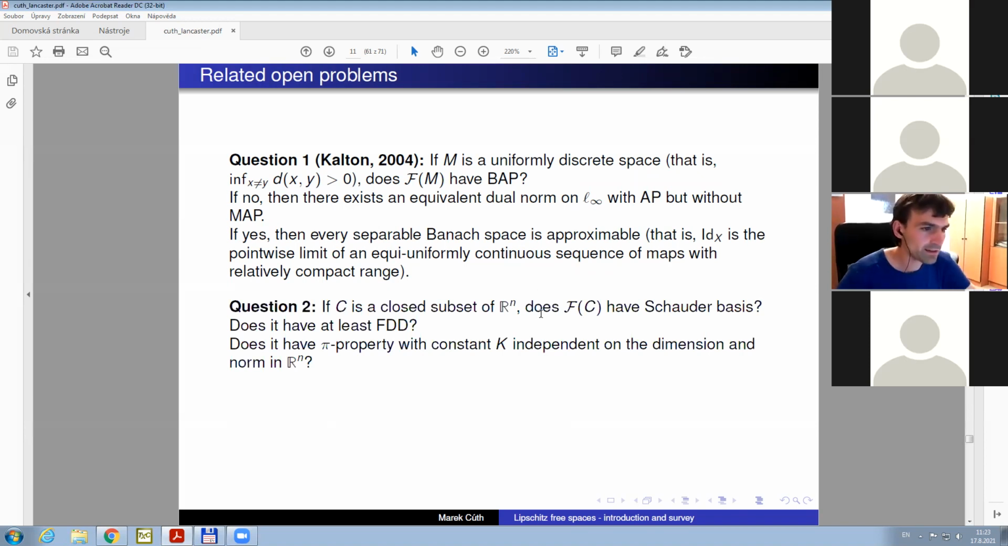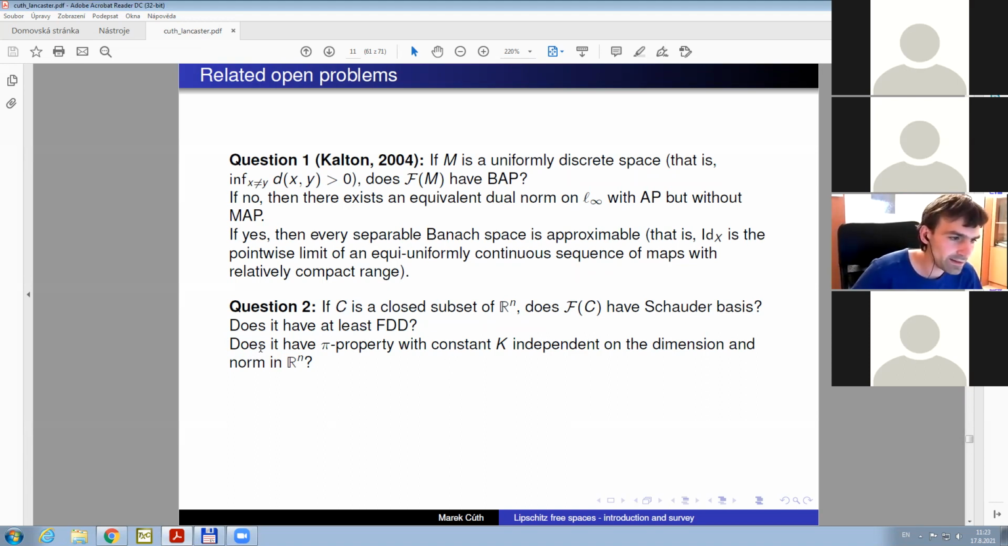So the second question, which is not so important as the one before, but also important, is to determine what is the best possible notion of approximation property we can have for Lipschitz free spaces over subsets of the Euclidean plane. So we know it has the pi property, but we don't know whether it has a Schauder basis. We don't know even whether it has an FDD. And maybe even more important, we don't know whether it has the pi property with a constant independent of the dimension and norm in the finite dimensional space.